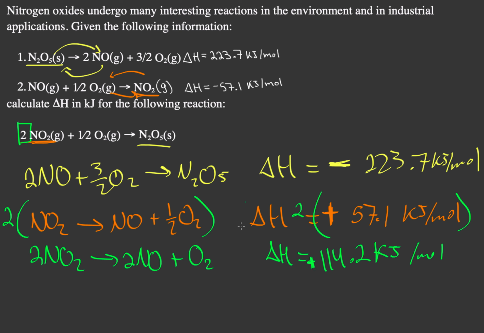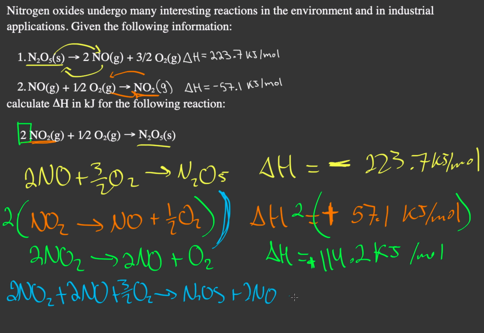Now, if we add these two reactions together, so if we add this and this together, we're going to get our final proper reaction. We would get 2NO2 plus 2NO plus 3/2 O2 gives us N2O5 plus 2NO plus O2.